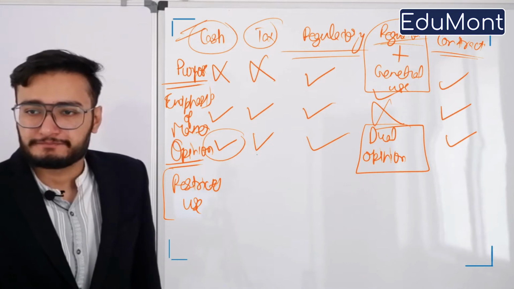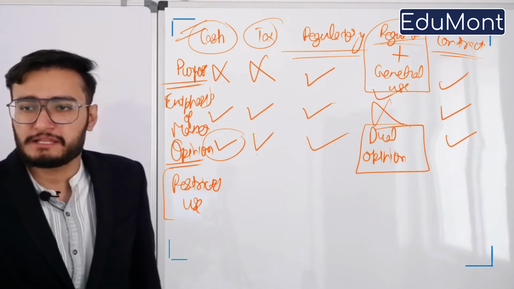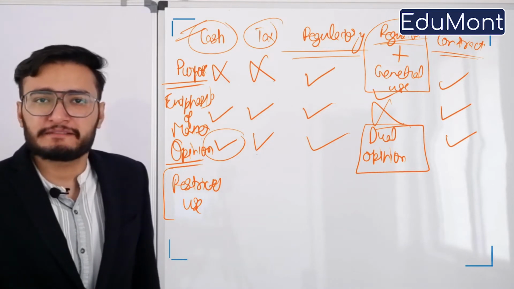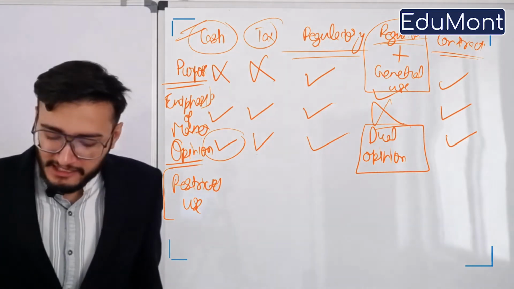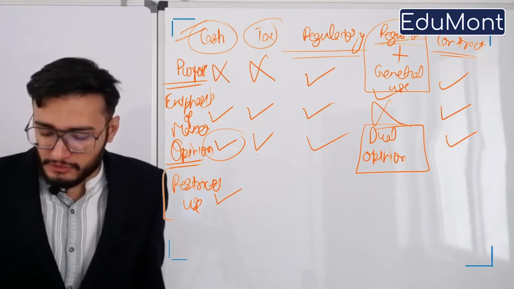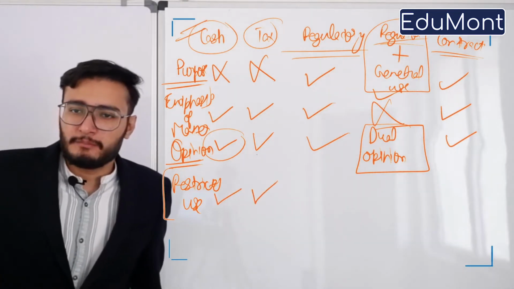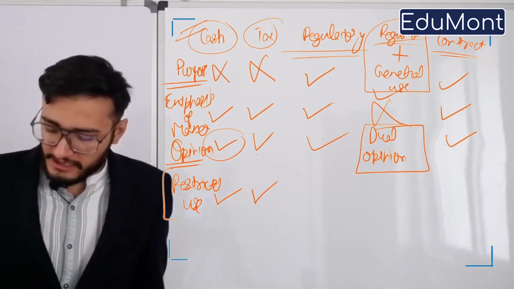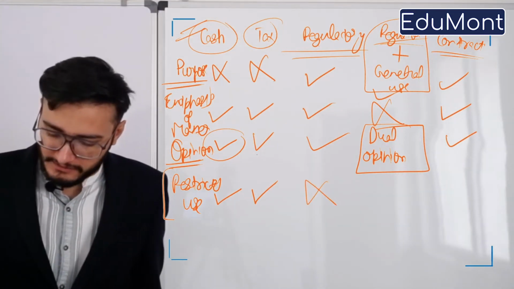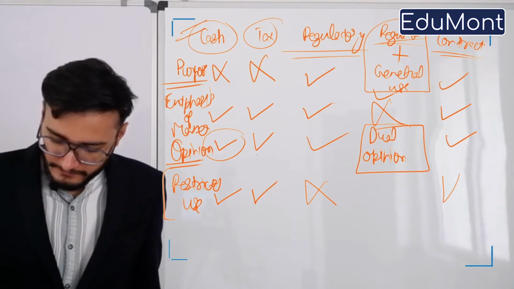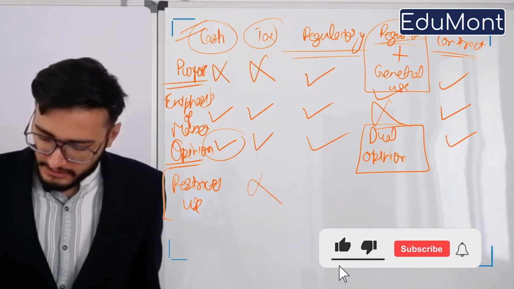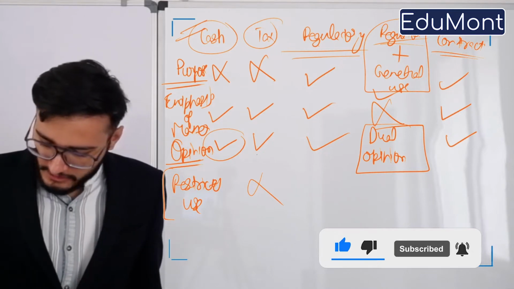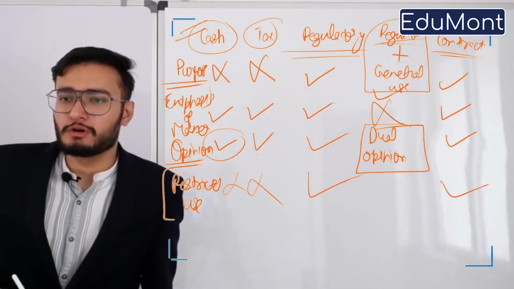Okay. So now the last thing is restrictive use. Use of the audit report can be restricted, but in case of cash basis and tax basis, there is no need to restrict the use of financial statements. But in case of regulatory basis and contractual basis, we have to restrict the use of financial statements. Here we don't need to restrict. In case of regulatory and contractual basis too.